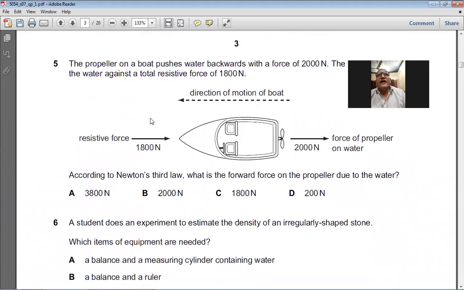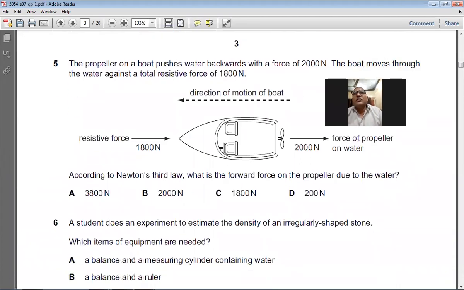Okay, so now we have question number 5. The propeller on a boat pushes water backwards with a force of 2000 Newton. The boat moves through the water against a total resistive force of 1800 Newton. So this is the direction of the motion of the boat. The resistive force acting on the boat is 1800 Newton. The propellers are applying 2000 Newton force on the water. So what will happen? The water will apply 2000 Newton force on the propellers.